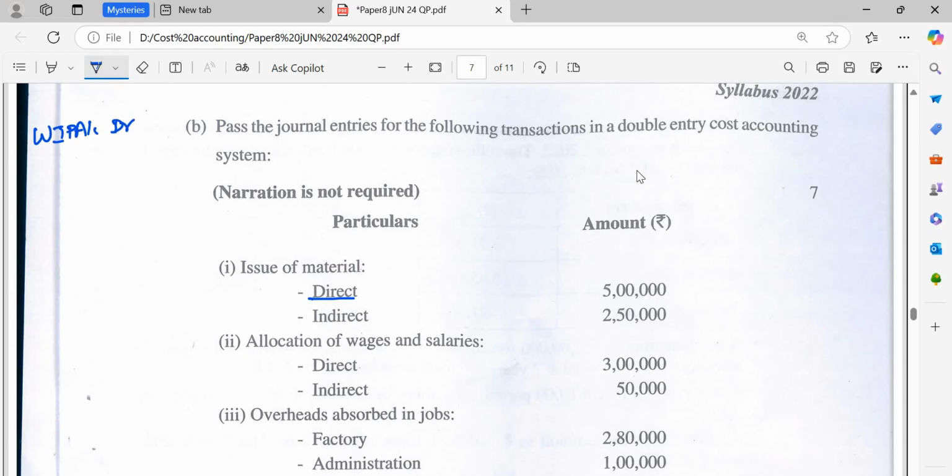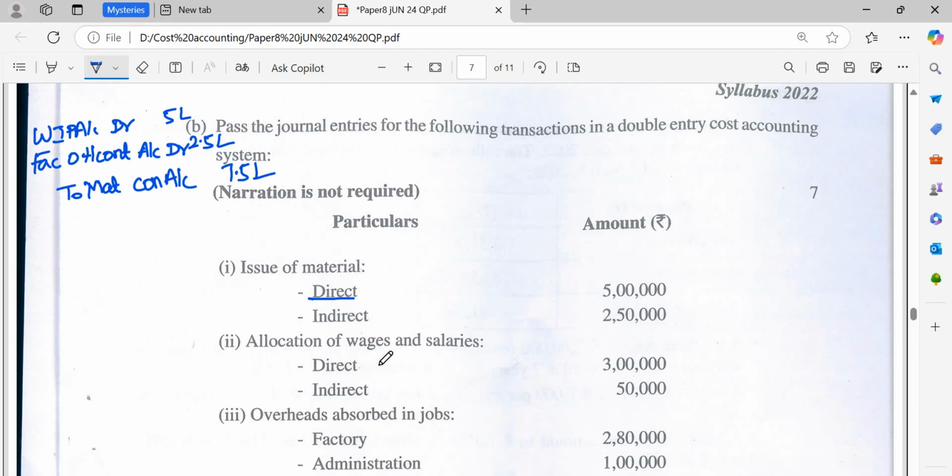debit. Then for indirect material, this is based on factory overhead control account. We will be using the term control account. Debit, this is 5 lakhs, this is 2.5 lakhs. To, from where I will be issuing, materials control account. So credit goes to material control account, 7.5 lakhs.